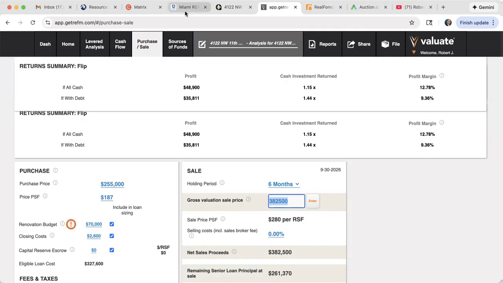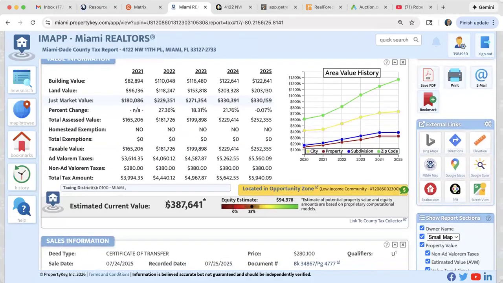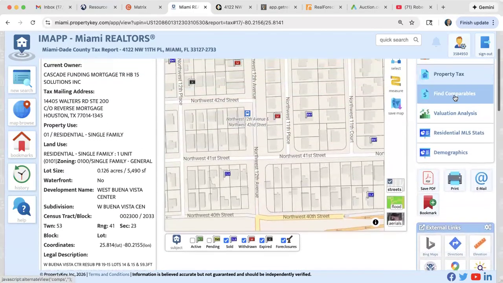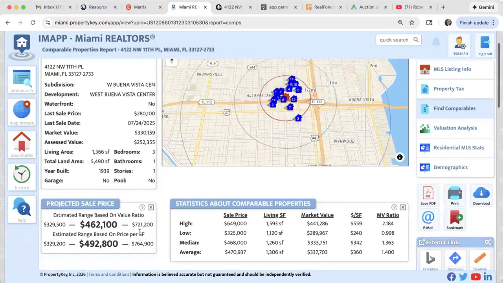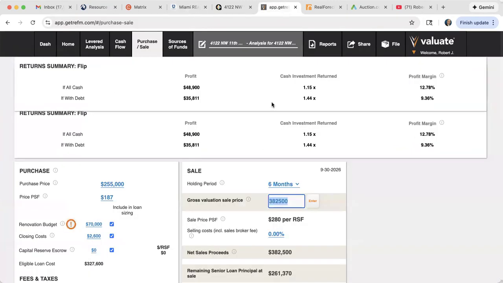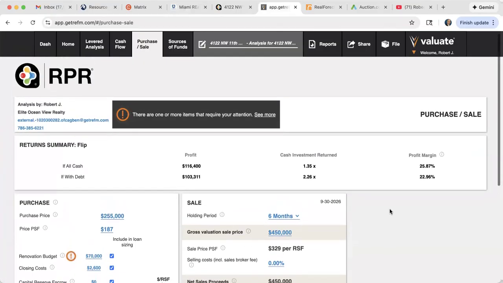So, based on what we gather from IMAP, the estimated value is 387, but that's just an estimate. We ran our comps. We clicked on find comparables, and we're looking at upwards of almost $500,000. Let's not even do that. Let's go lower. Let's put in our expectations of selling the property at 450. If we sell it for more, then great, right?